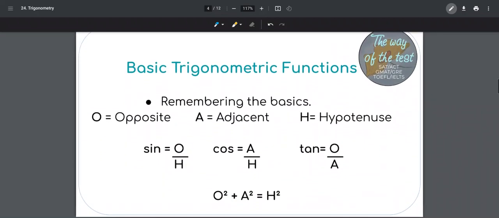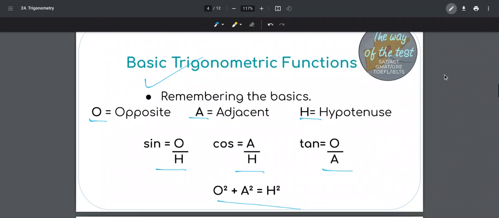Another way to remember the trigonometric functions is like this. It's going to be the opposite, the adjacent, and the hypotenuse. Remember, always in terms of the angle that we're considering. So sine is O over H, cosine is A over H, tangent is O over A. And you have to remember that since this is a right triangle, we still work with Pythagoras, which means O squared plus A squared equals H squared. The square of the opposite plus the square of the adjacent is equal to the hypotenuse squared. Pause the video, copy this.